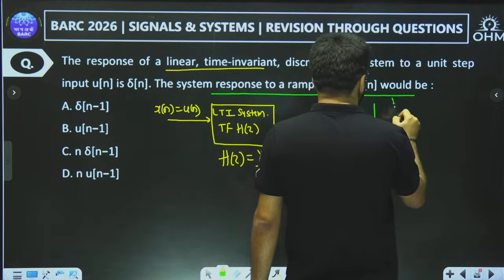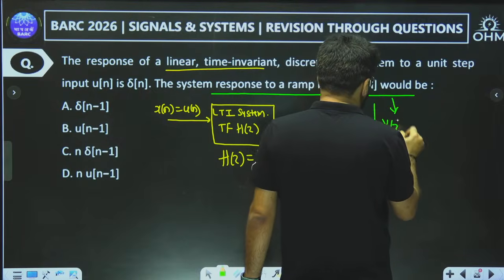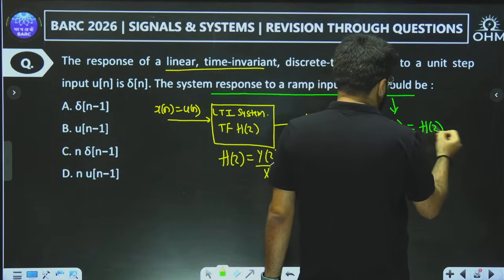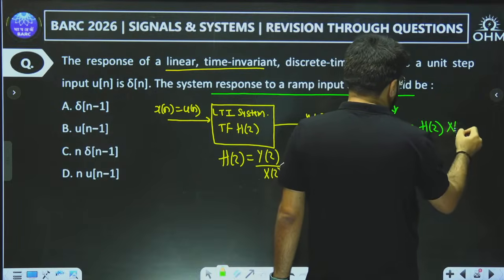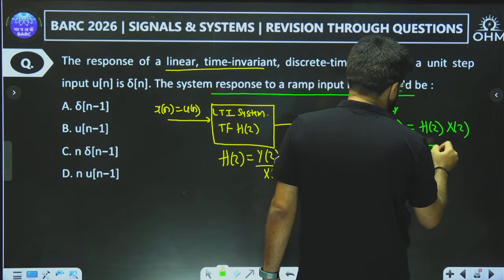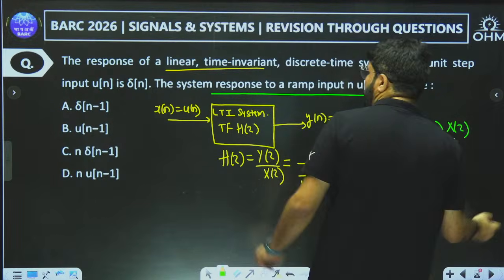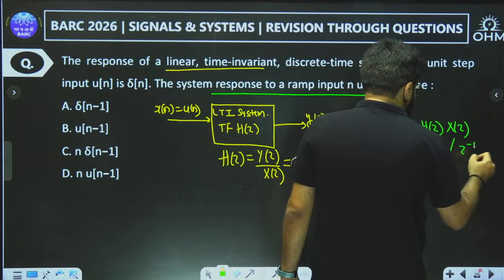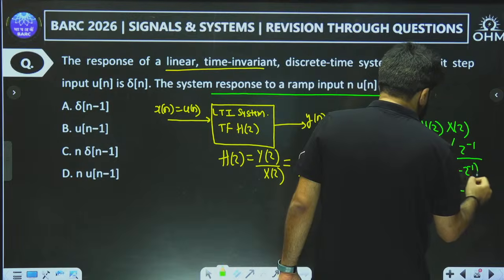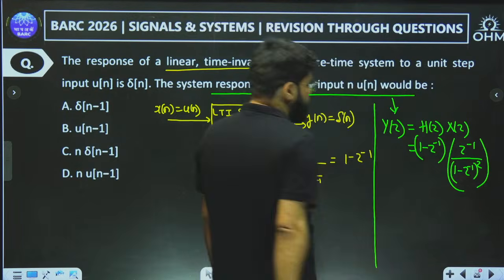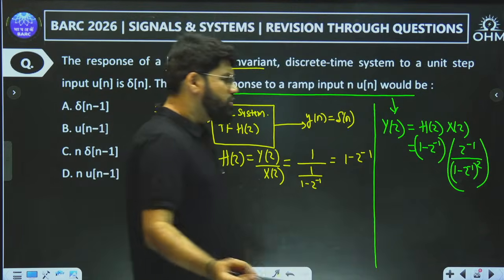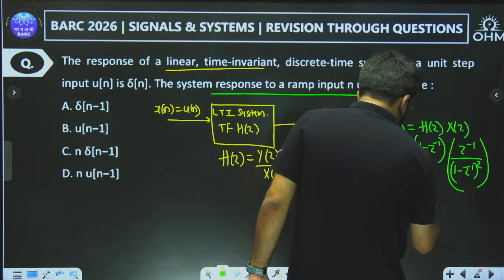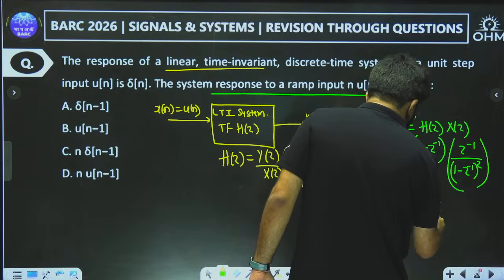Suppose I first solve it in the Z domain. The response is the system transfer function multiplied by the input. That is 1 minus z inverse into the input Z transform. What is the ramp Z transform? The Z transform of the ramp signal is z inverse upon 1 minus z inverse whole square. Solving in negative power, you can solve it in positive power also. What is Y(z) finally? 1 minus z inverse, one power will cancel, leaving z inverse upon 1 minus z inverse.